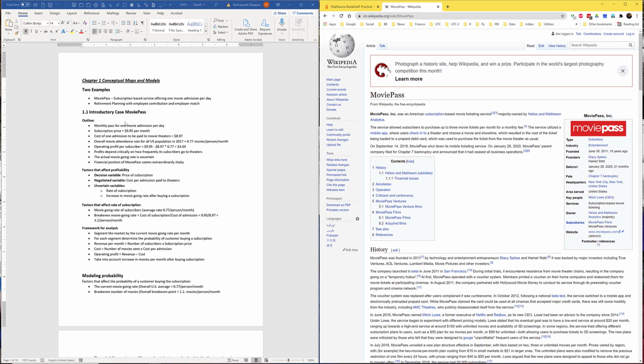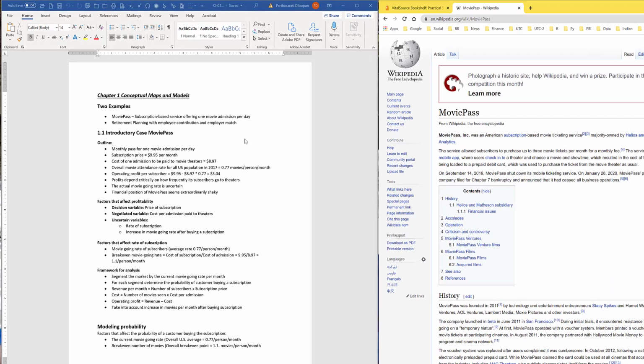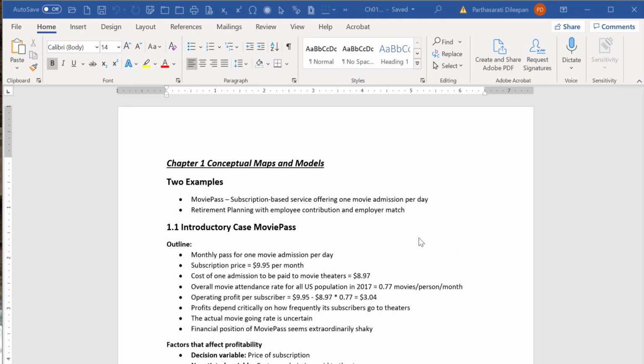You can read more about the background of the company here, but let me lay out the outline of the case that we will be looking at and modeling in Excel. Here we're going to look at the time when the company offered one movie admission per day for a flat monthly subscription rate of $9.95. The cost of one admission to be paid to movie theaters at that time was $8.97.